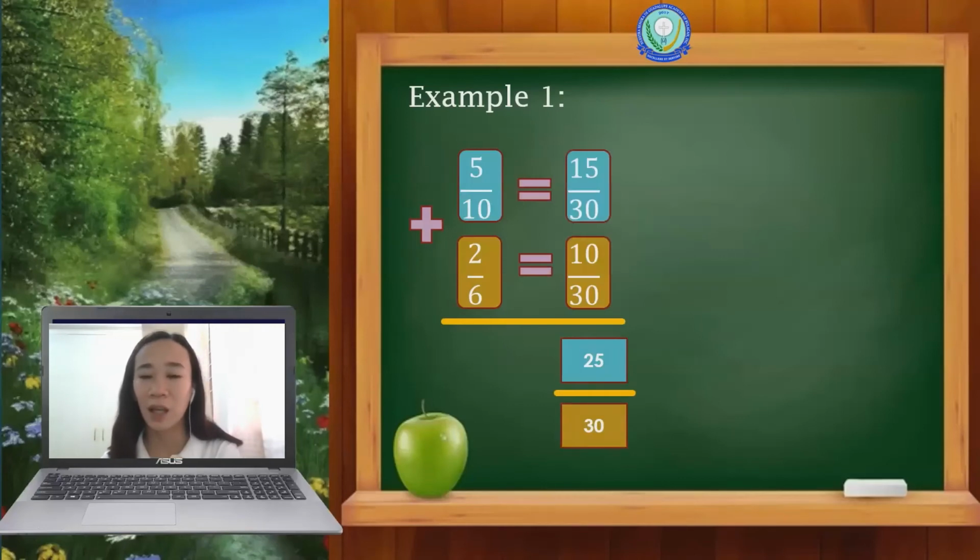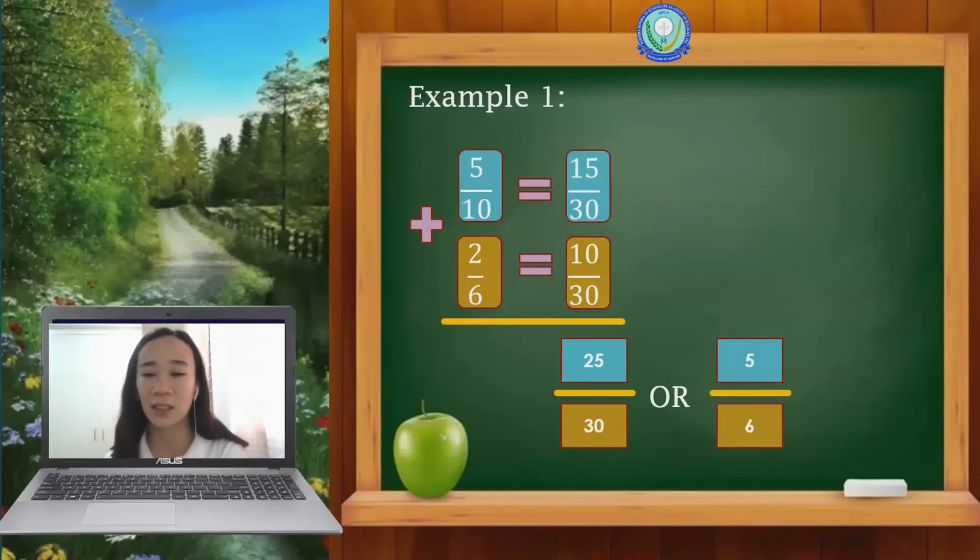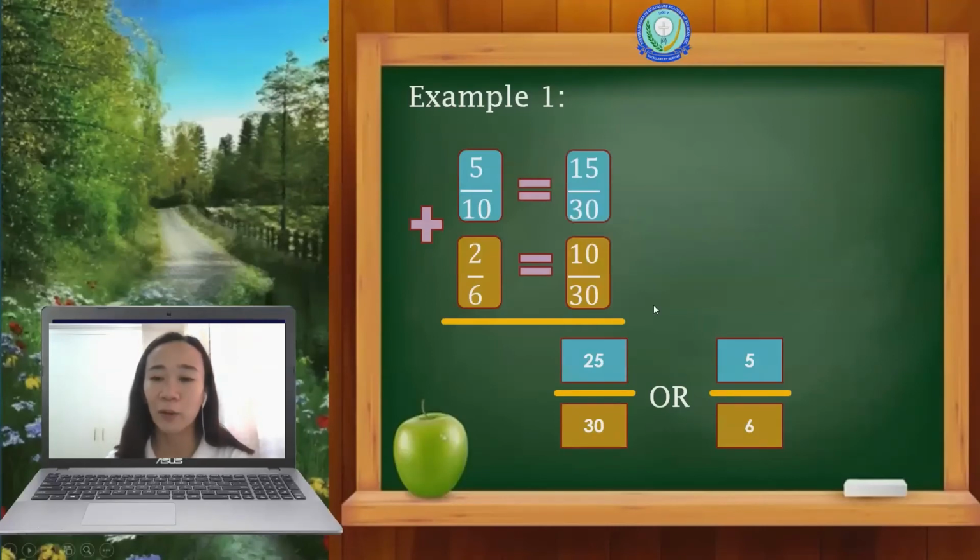And since we can see here that 25 and 30 are both divisible by 5, then we will divide both sides. Then we will divide both 25 and 30 by 5. 25 divided by 5 is 5. 30 divided by 5 is 6. So 25 over 30 or 5 over 6. Our final answer is 5 over 6 because this one is in the lowest term or the simplest form of this fraction.